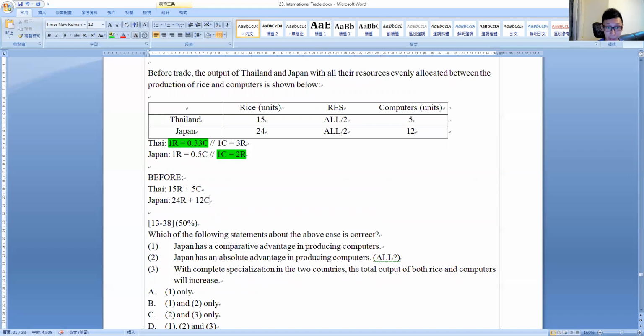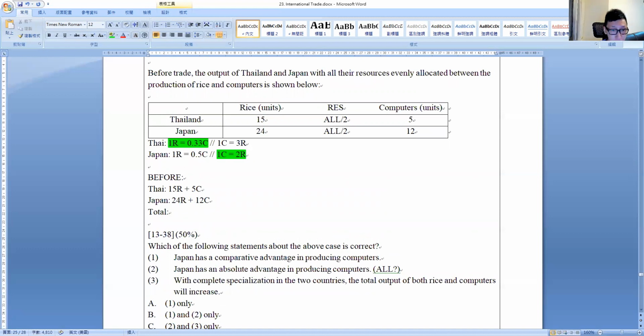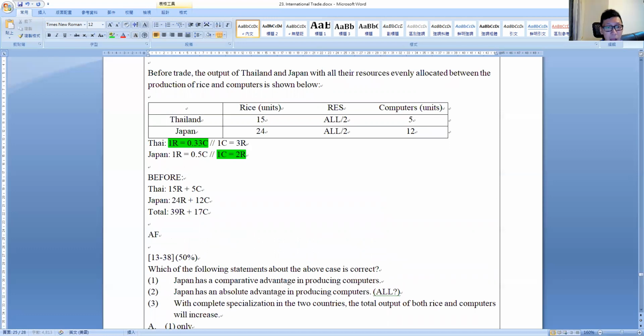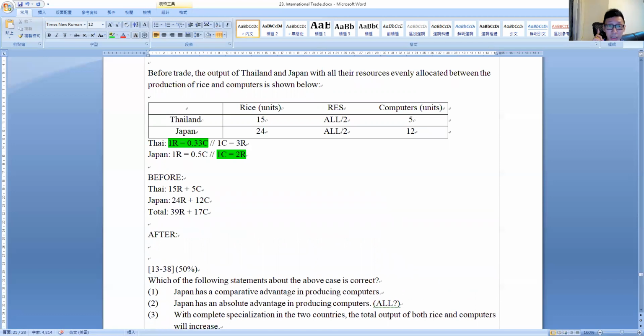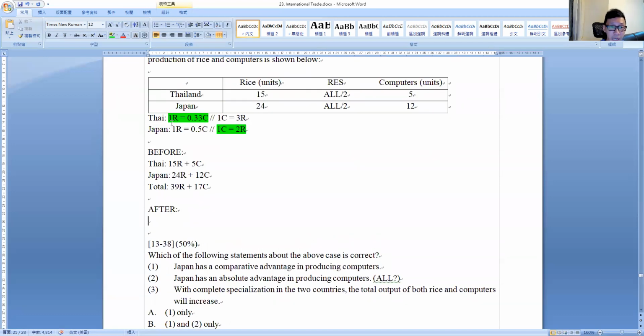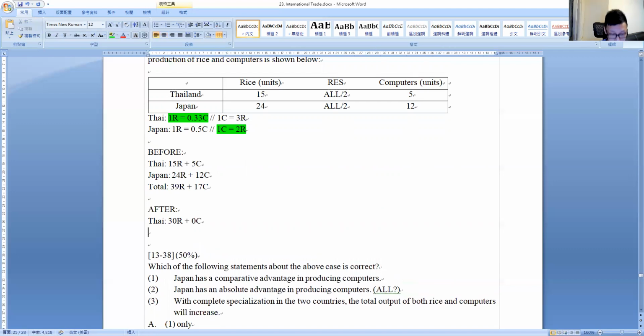係咪啊？原先係咁噶嘛。Now therefore the total would be here 應該幾多啊？39 plus 17C. Okay. Now, what about after specialization? Now remember, it's a complete specialization. Now therefore, Thai will focus on making rice. It would be 30 rice because now they use another half resources, not make computer, but make rice, right? So it becomes 30 rice, 0 computer. And Japan will make 0 rice plus 24 computer.